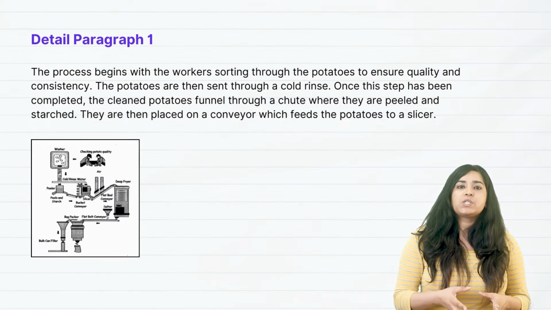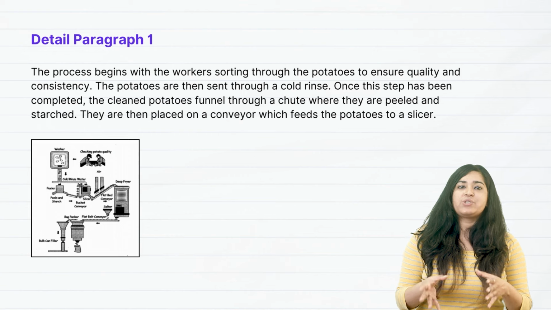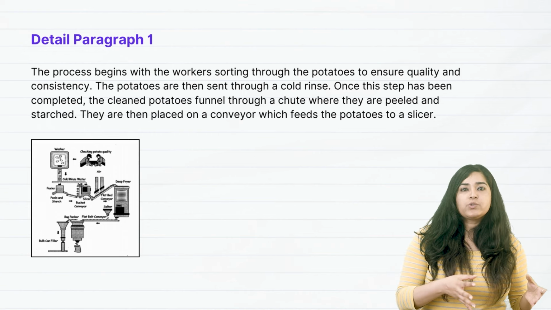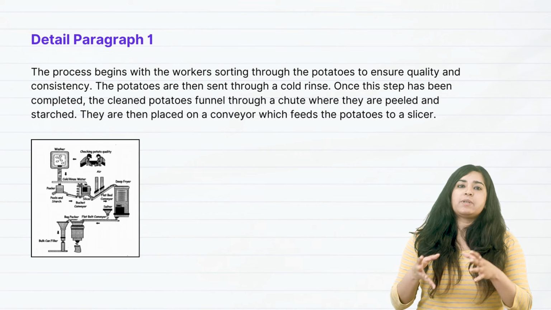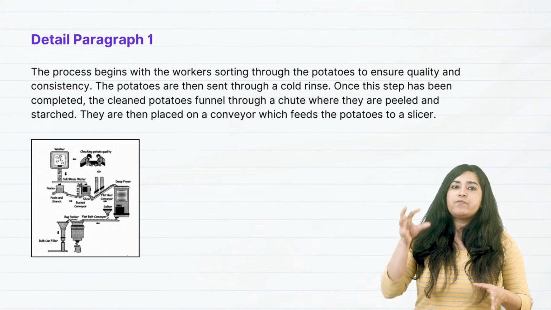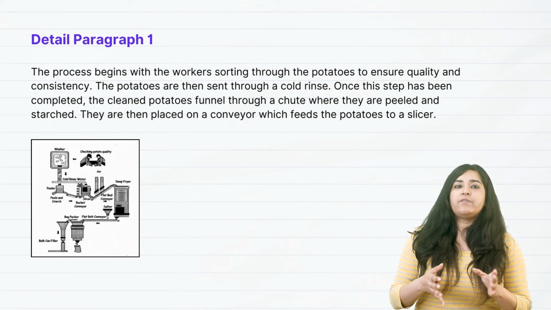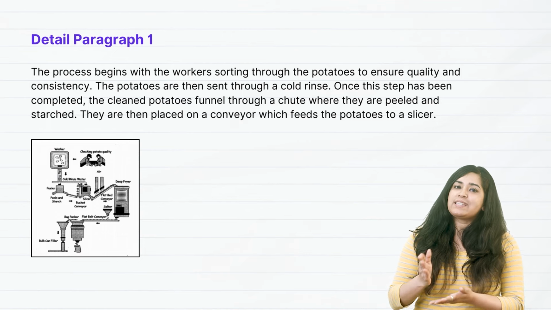The process begins with the workers sorting through the potatoes to ensure quality and consistency. The potatoes are then sent through a cold rinse. Once this step has been completed, the clean potatoes funnel through a chute where they are peeled and starched. They are then placed on a conveyor which feeds the potatoes into a slicer.